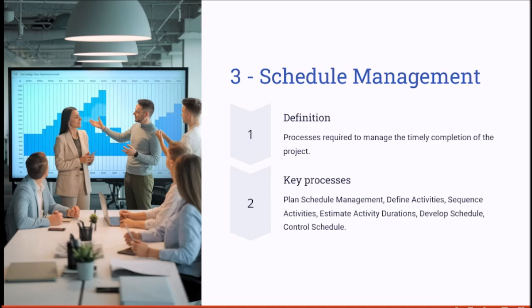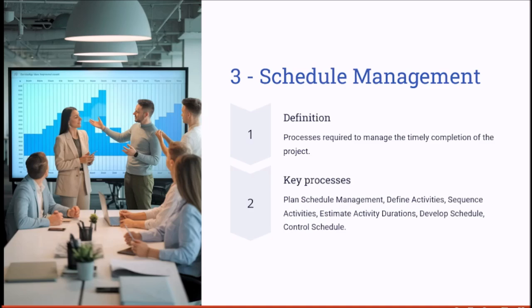The key processes involved in project schedule management start with plan schedule management, which establishes the policies, procedures and documentation for planning, developing, managing, executing and controlling the project schedule. Then we have define activities, when you identify and document the specific actions to be performed to produce the project deliverables.